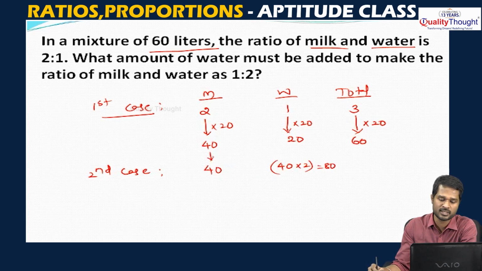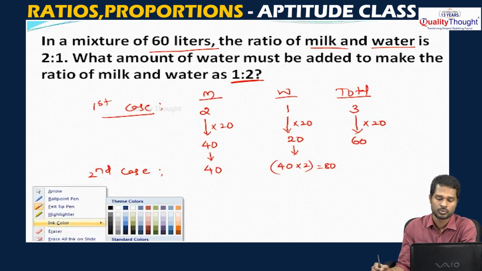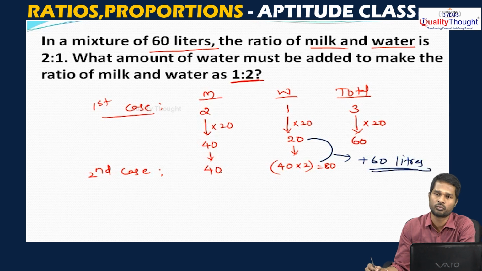So in the second case, the milk is going to be the same, because the ratio is 1:2, milk will remain the same and the water will be 2 times the milk. So milk is 1, water should be 2 times. So 40 is the milk, 2 times means 80. So how much extra water should be added? The extra water added is 80 minus 20, plus 60 liters. So we added extra 60 liters of water so that the ratio of milk and water will become 1:2. So this is how it will be solved.